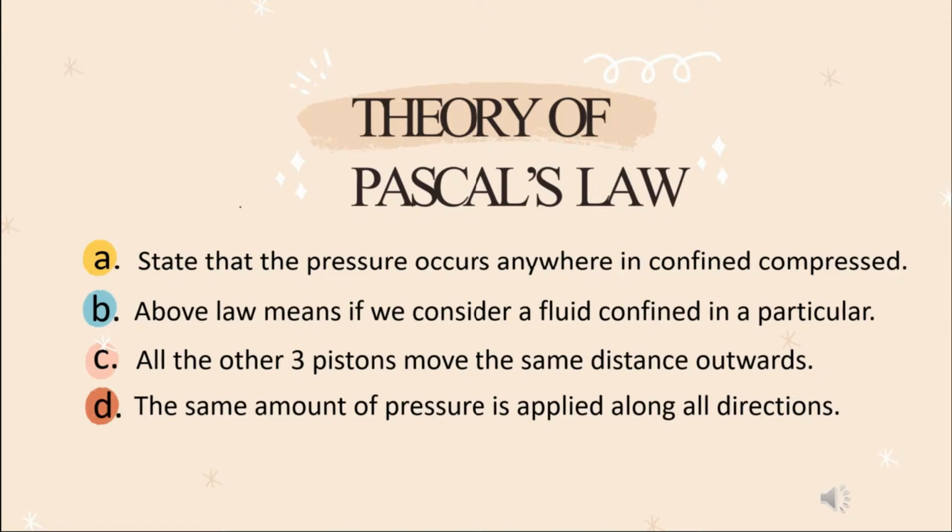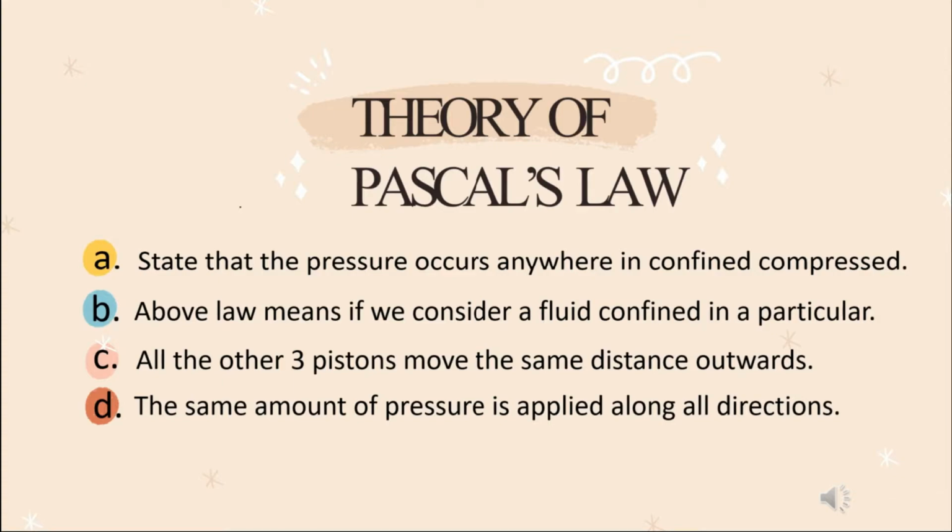We know that Pascal's law formula is F = PA, where F is the force applied, P is the pressure transmitted, and A is the area. Point B. The above law means that if we consider a fluid confined in a particular region or space, and the volume of the fluid does not change with pressure, the amount of pressure given will be equal to the amount of pressure transmitted.